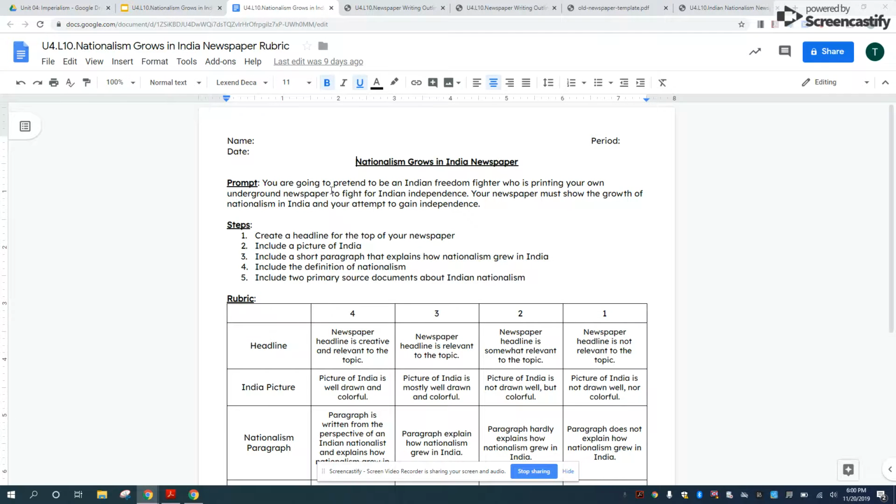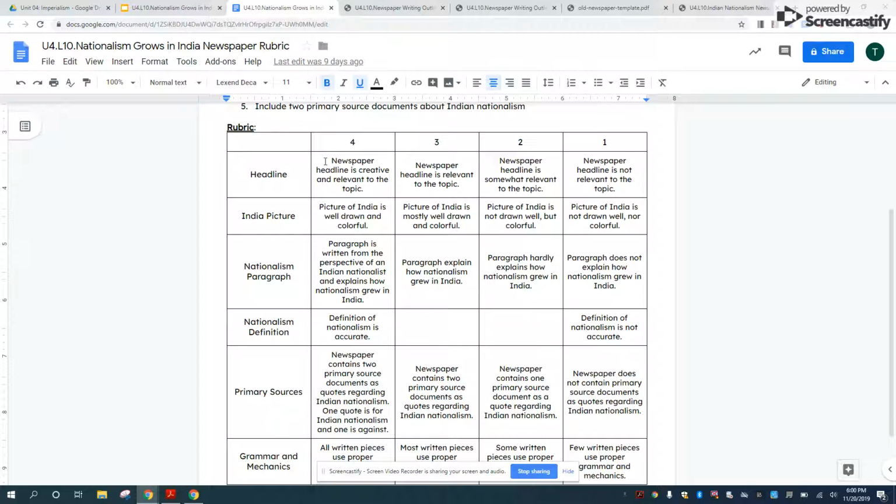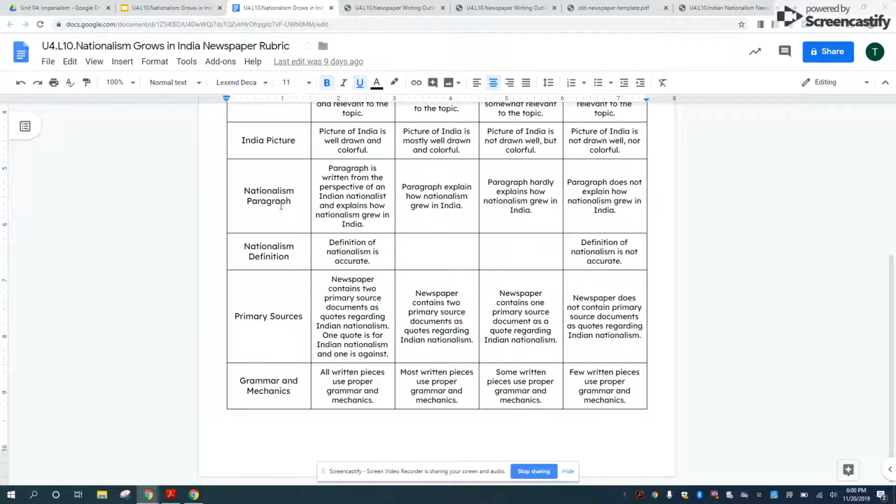Let's go over your rubric. Headline. Newspaper headline is creative and relevant to the topic. India picture. Picture of India is well drawn and colorful. Nationalism paragraph. Paragraph is written from the perspective of an Indian nationalist and explains how the nationalism grew in India. Nationalism definition. Definition of nationalism is accurate.